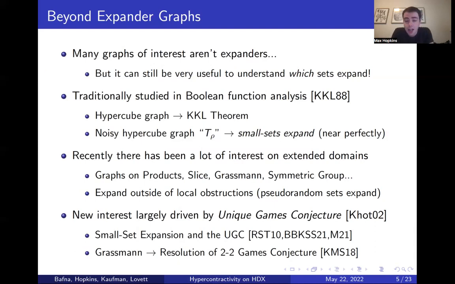It's actually been known for a long time that small set expansion is inherently connected to the UGC. And more recently, it was learned that further extended domains like the Grassmann are also extremely important. In particular, it turns out that the key to resolving what's called the 2-to-2 games conjecture, which was this huge breakthrough towards the UGC, sort of halfway to solving the unique games conjecture, boiled down to essentially understanding non-expanding sets on the Grassmann graph, on one of these extended domains that people have looked at. So understanding these extended domains seems to be very important for hardness of approximation.